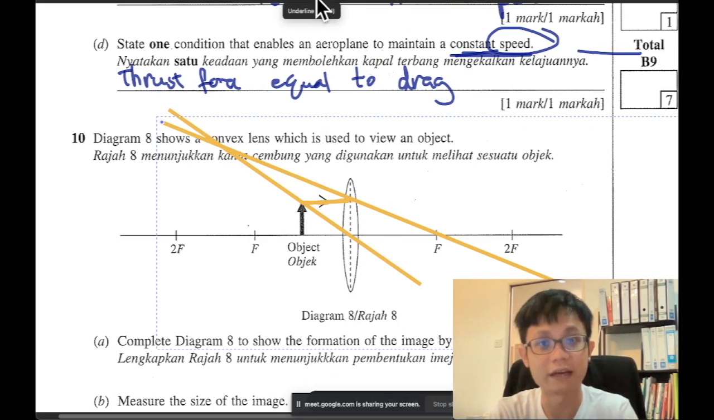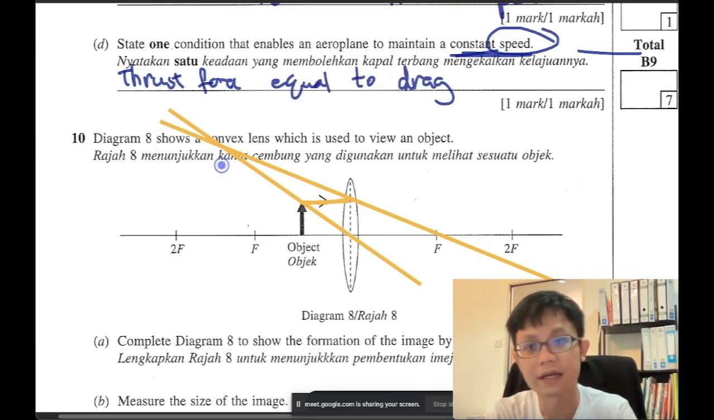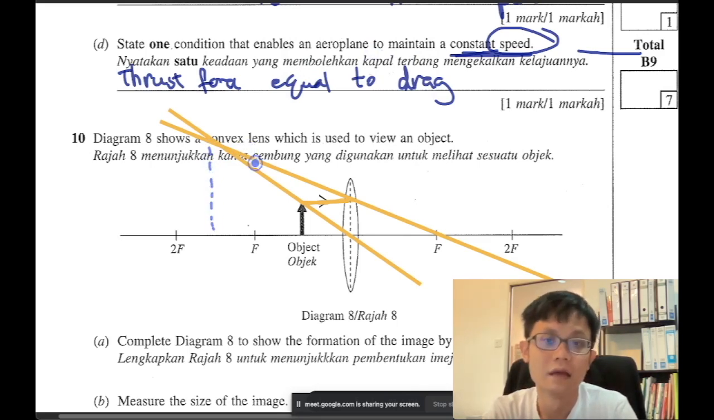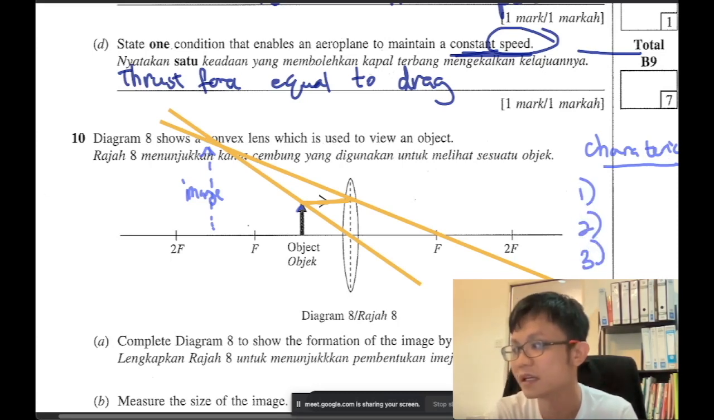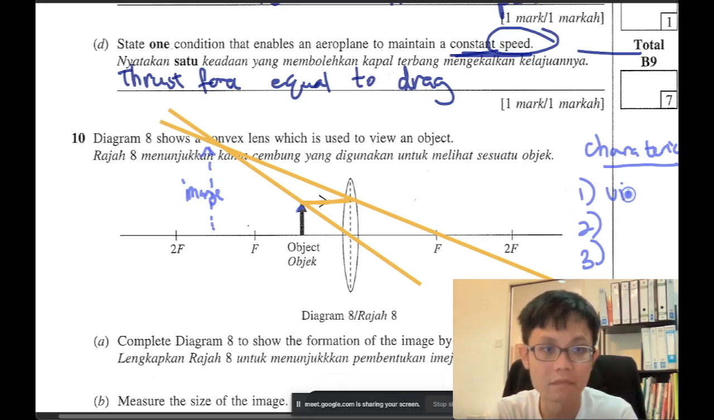So if the image is on the left side, then I just draw a dot, and I'm done. This will be the object, and this will be the image. So what are the characteristics of the image? Number 1, 2 and 3. It is virtual. Some more, it is upright, and it is magnified. Very good.